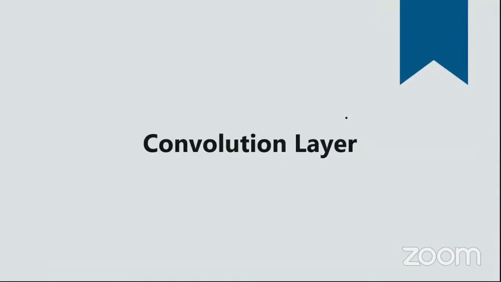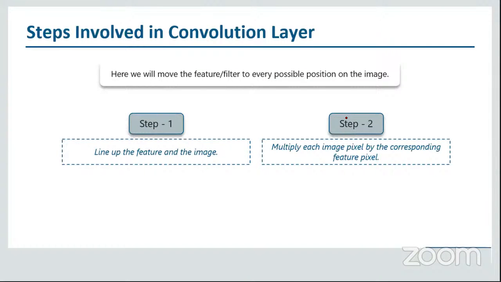I said in CNN we have 4 layers: convolutional layer, ReLU layer, pooling layer, and your last layer. The first layer was the convolutional layer. In the convolutional layer, we move the feature or the filter to every possible position on the image. Now we line up the feature and the image and multiply each image pixel by the corresponding feature pixel.